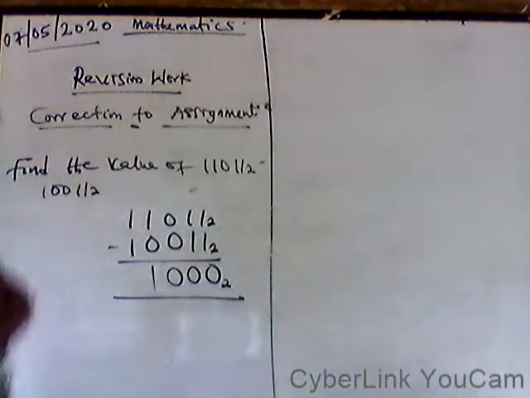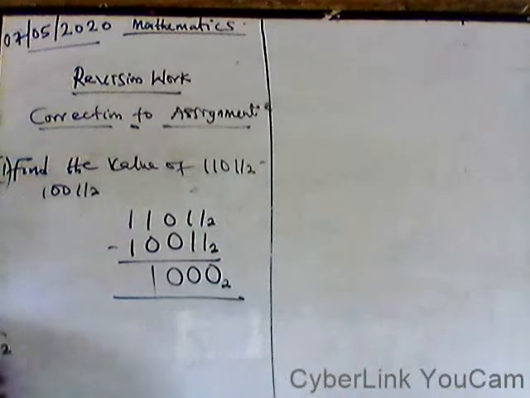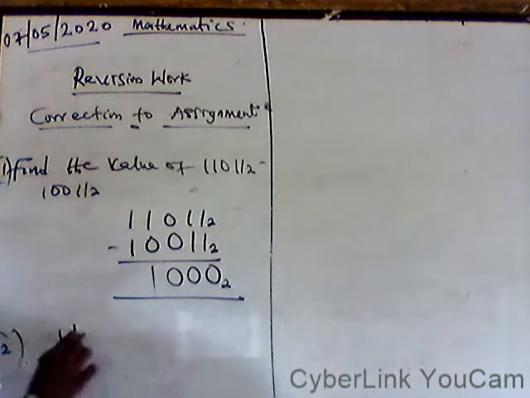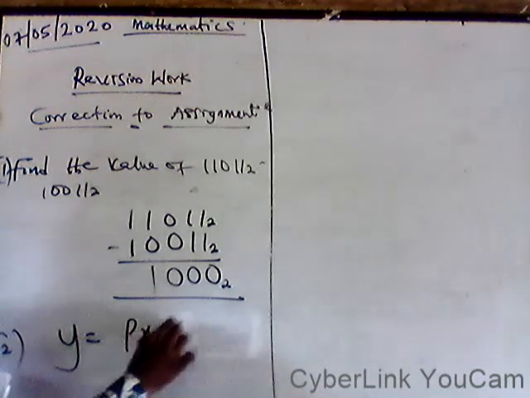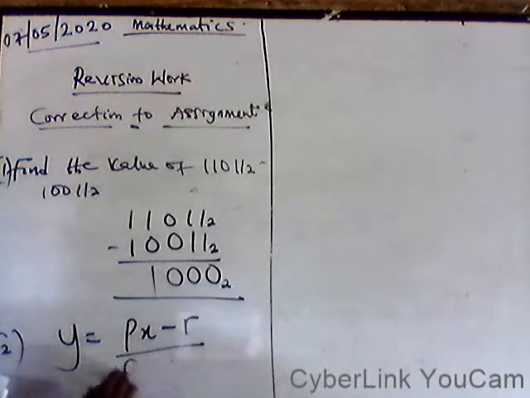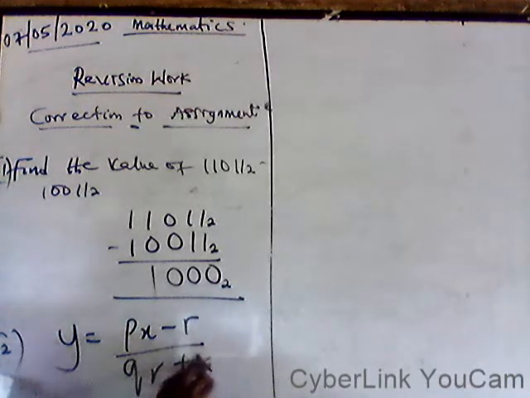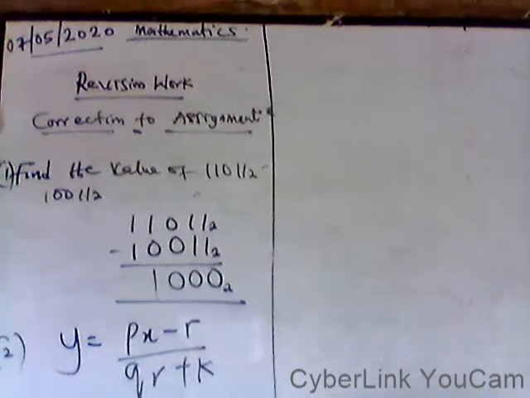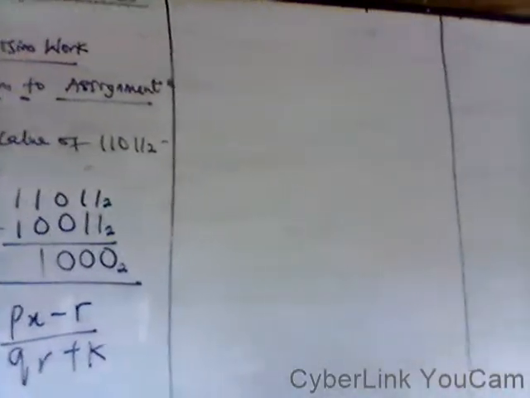Now for the other question, the second question. In that question you have to make K the subject of formula. And the equation is y equals Px minus R over QR plus K. Right? So the first thing to do here is that you are going to cross multiply. So if you cross multiply, what are you going to have?